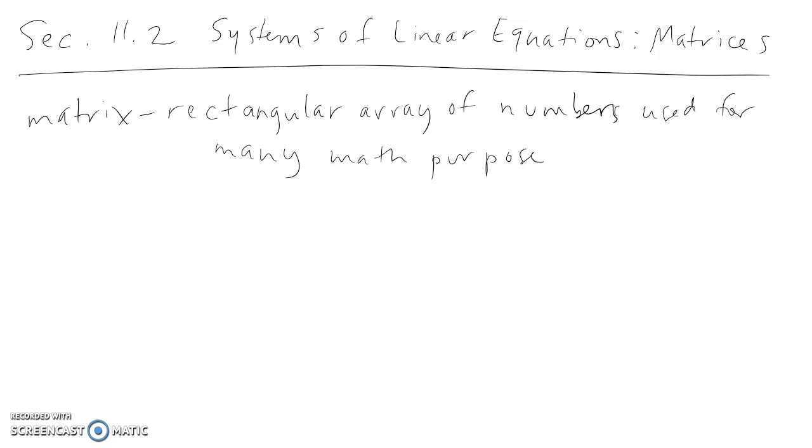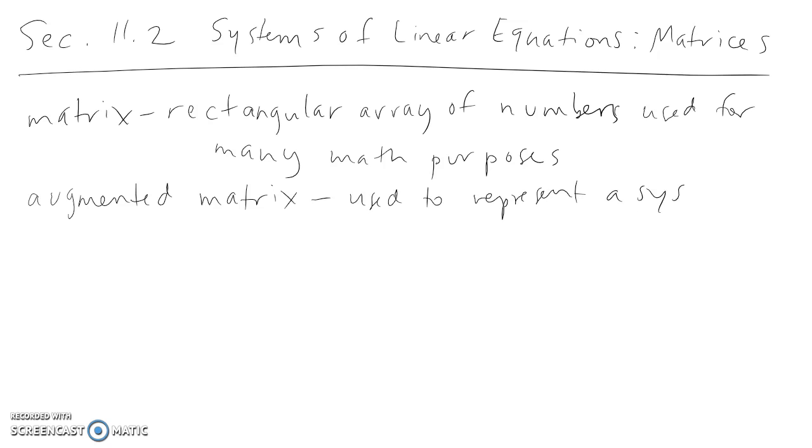And it represents things like vectors, which is something that you'll learn about in calculus, or numbers that go with things. We're going to use them specifically to represent or to lay out all the coefficients of a system of equations. Okay? So for us, we're going to be working with a specific kind of matrix, which is called an augmented matrix. It's used to represent a system of equations.